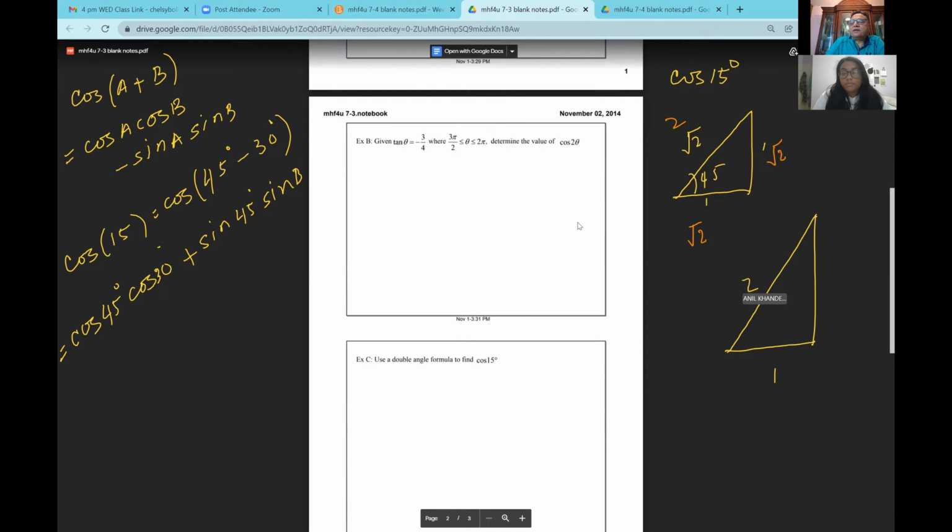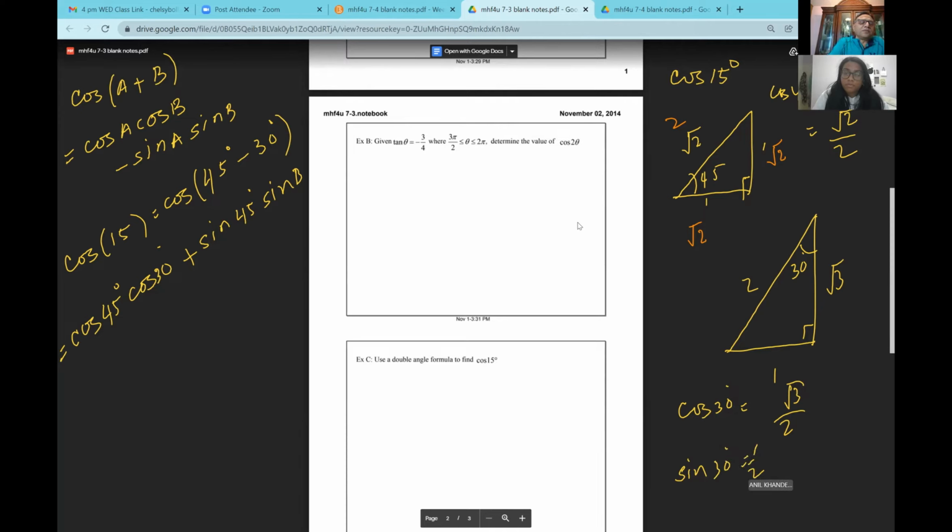1, 2, square root 3, correct? And that is 30 degrees, right? This, of course, is a right triangle. So from here, we get all the values, correct? We know cos of 45 is equal to sine of 45, correct? Both are the same, which is square root 2 over 2, correct? And in this case, cos of 30 degrees is what? Square root 3 over 2. And sine of 30 degrees is half, correct?